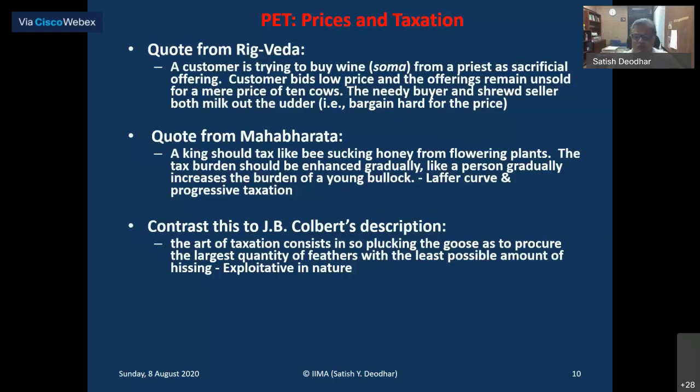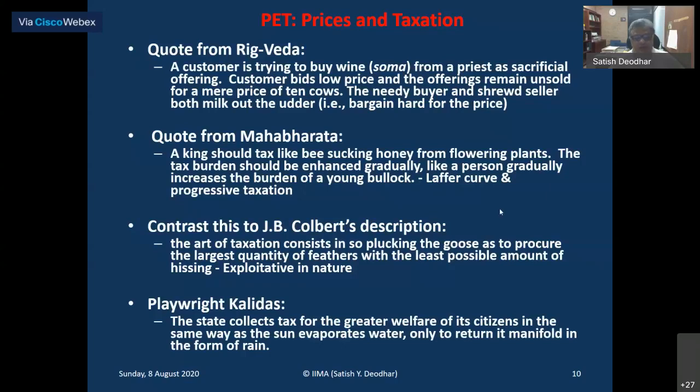Right? So we had again a very mature worldview on taxation as well. And therefore, I come back to Kalidasa, whom I mentioned in the beginning. He talks about the same thing. The state collects tax for the greater welfare of its citizens in the same way as the sun evaporates water, only to return it manifold in the form of rain.